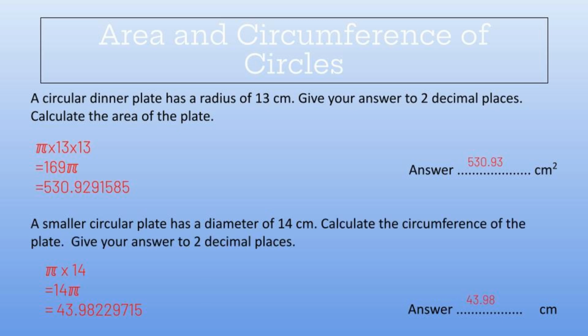Here are your answers. For the first question, you must use the formula pi times radius squared. Since the radius is 13, you will multiply pi times 13 squared, which gives you an answer of 530.93 to the second decimal place. The second answer must be answered by using pi times diameter. In this problem, the diameter is 14. Pi times 14 to the second decimal place is 43.98.